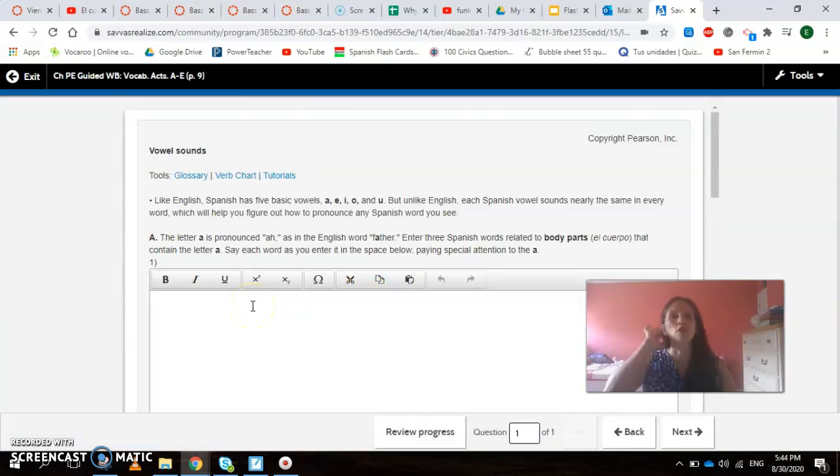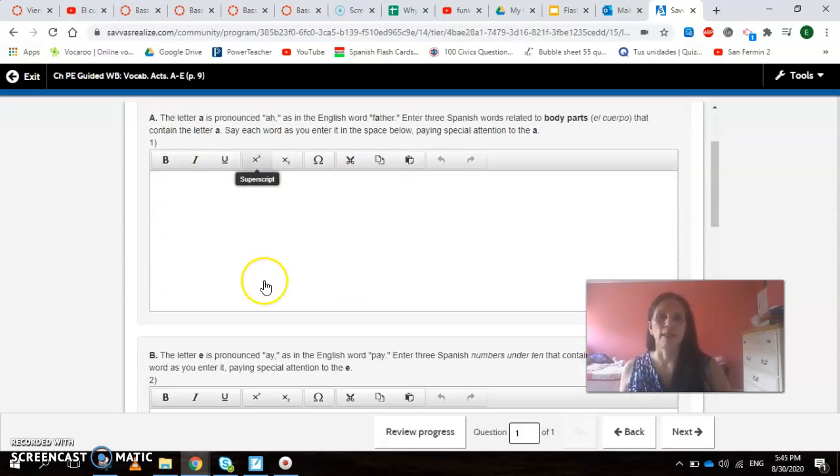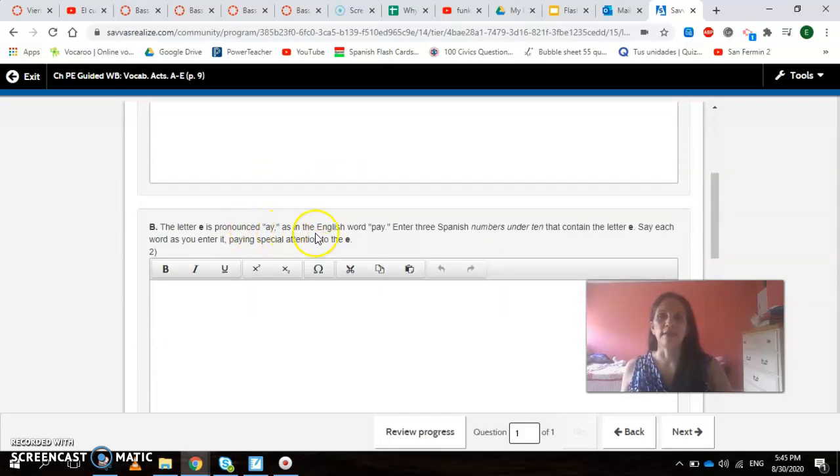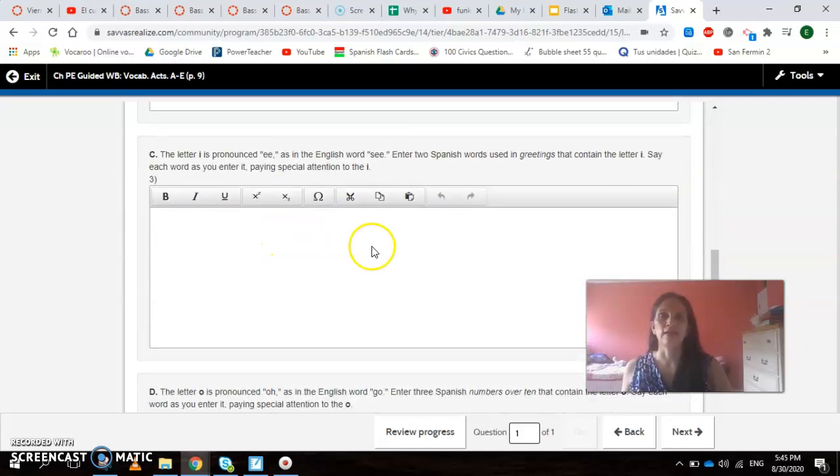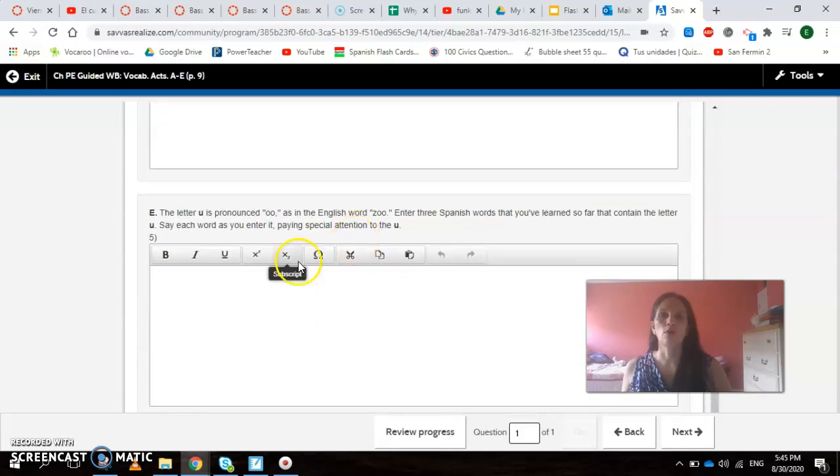Okay, in this one, since you are learning the sounds of the vowels, you are going to write some words. They're going to ask you what kind of words. So, for example, this one says, enter 3 Spanish words related to body parts. So from the vocabulary that you already know, you're going to find in the body parts what words use this letter, A. Okay, so that's A, E, I, O, U.